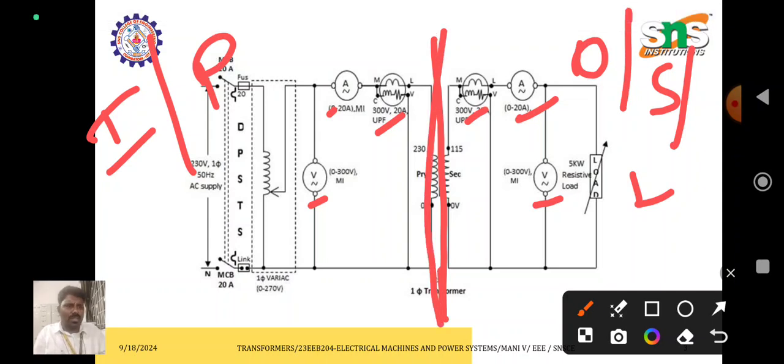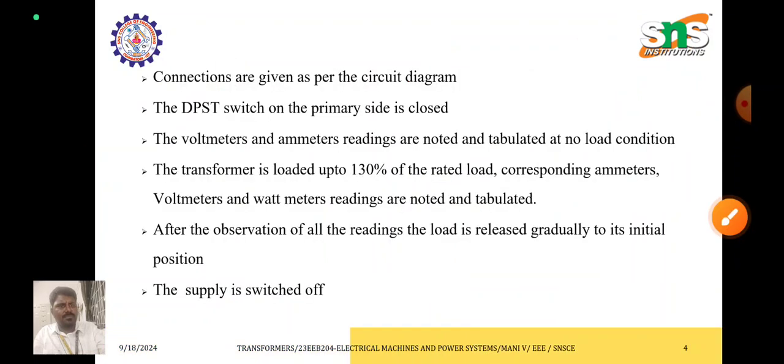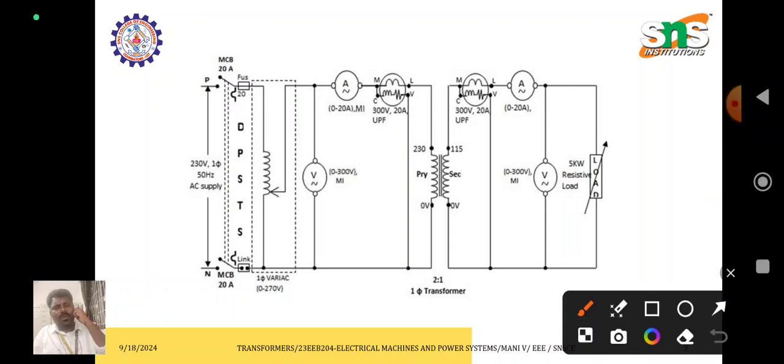Under no load conditions, there is no flow of current in the secondary coil, therefore the secondary current is zero, and the secondary power is also zero, because there is no load. But due to the magnetizing component and active component, the primary winding gets energized and produces some amount of flux. For that it draws some amount of current, which is the no load current, denoted by I naught.